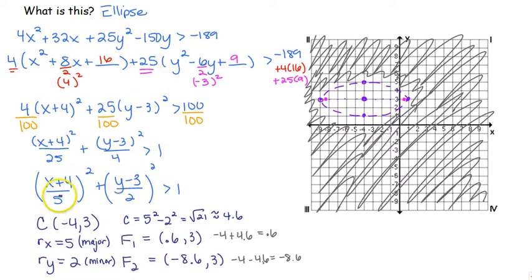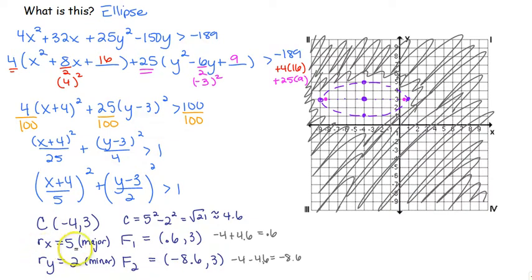positive 3. Our r of x is 5. Our r of y is 2. Since 5 is larger, that's going to be the major axis, and since 2 is smaller, that's the minor. When we are finding the c value for ellipses, we subtract the major squared minus the minor squared, and we get that that's about 4.6.